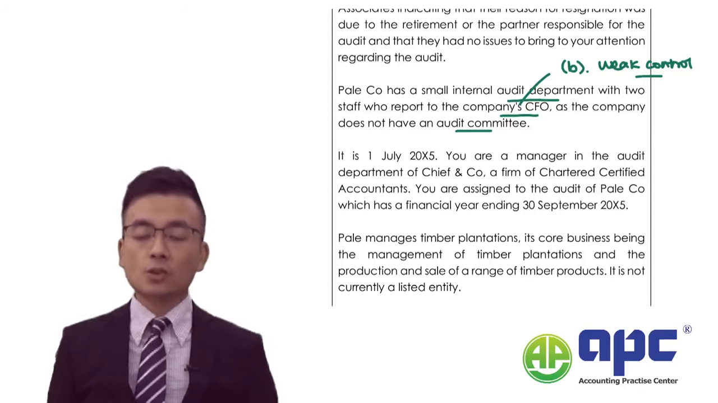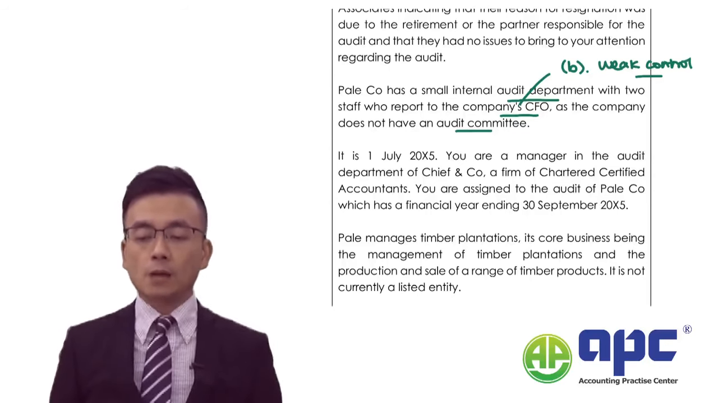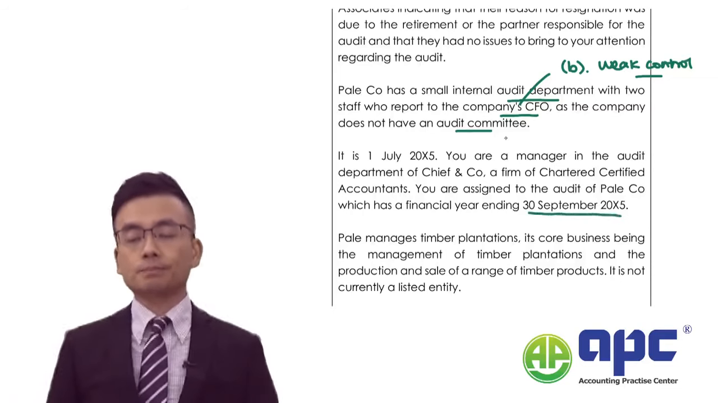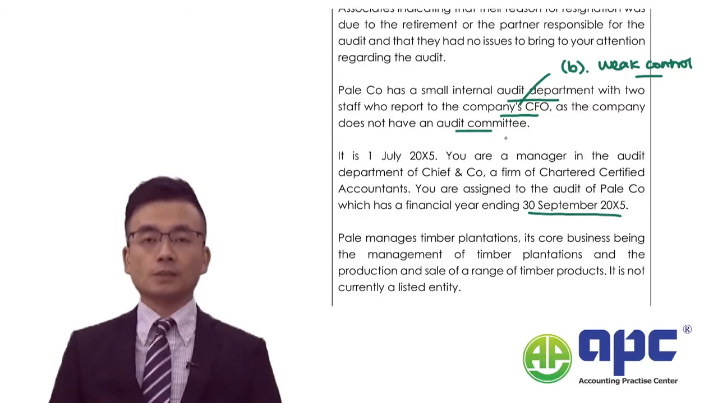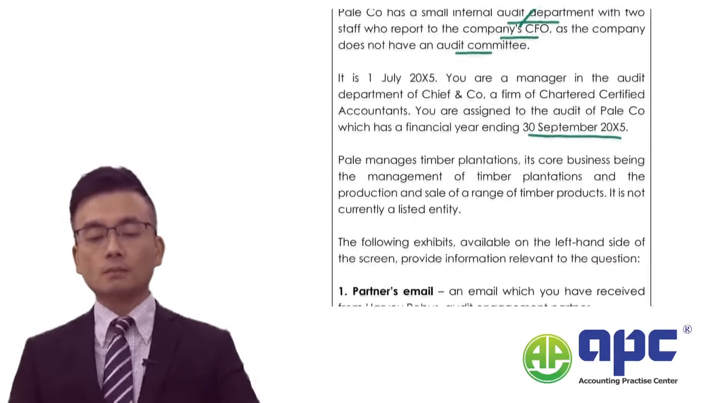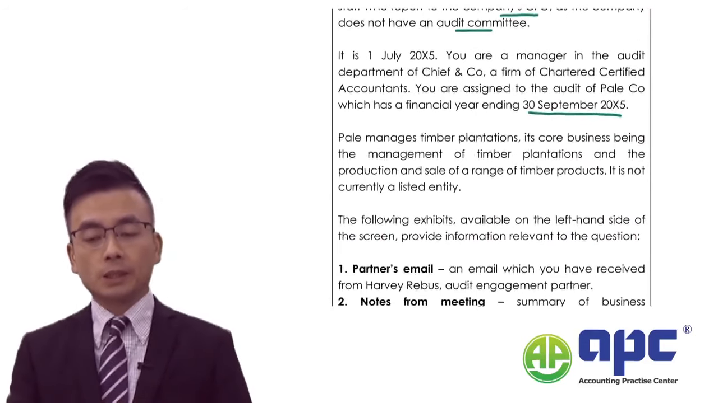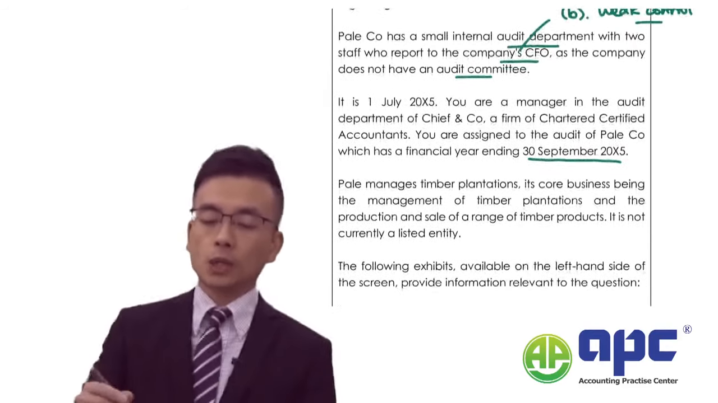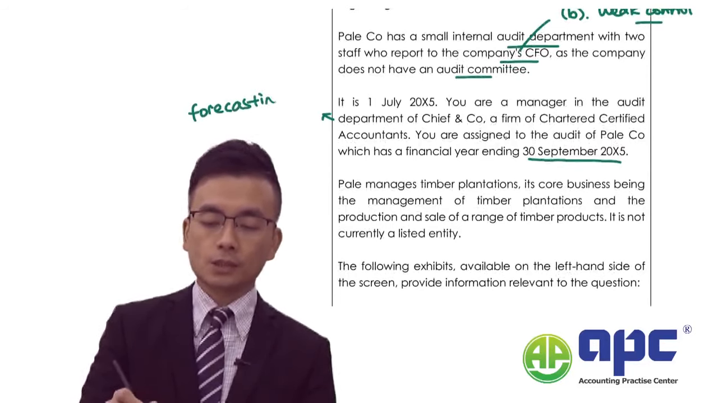It is 1st July 2025, you are managing the audit department of a firm of chartered certified accountants, assigned to the audit of Payroll Co, with the financial year ending 30th September 2025. So it's before the year end, so it's the interim period here, and we are planning the audit. Of course, certain activities and controls may not be implemented or put in place, for example, related to inventory counts and so on, because it's not at the year end. So everything is forecasting, in other words.